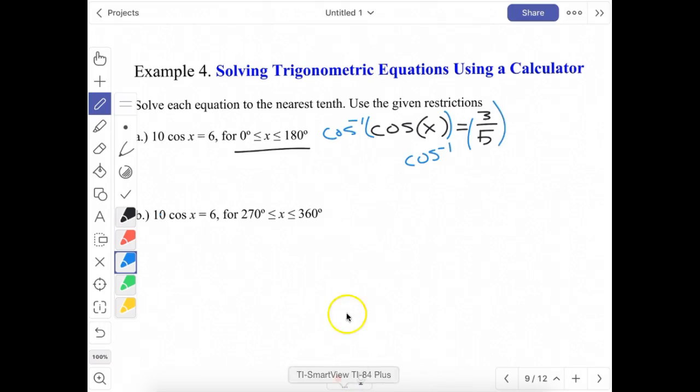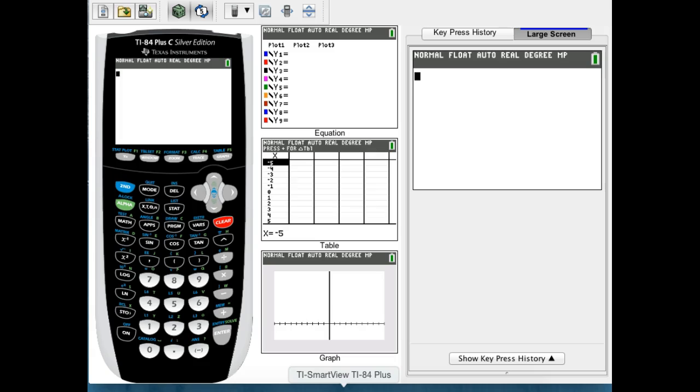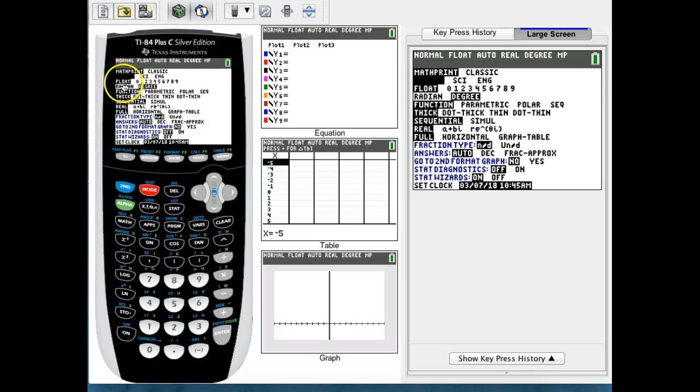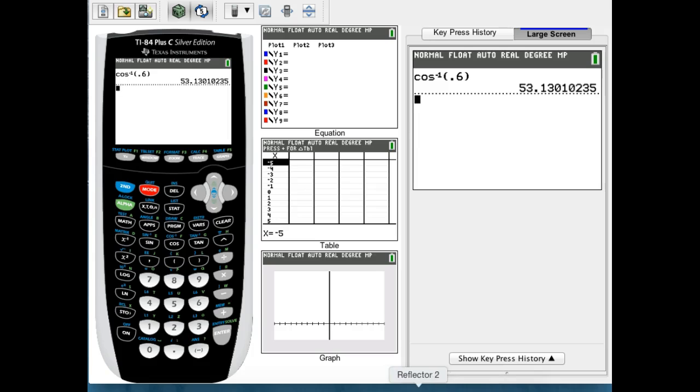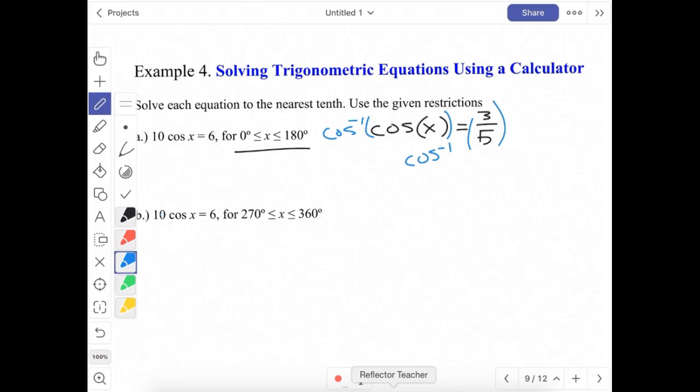Now, grab a calculator. You can see cosine is right here, and right behind it in blue is cosine inverse. So I'm going to do second cosine, 3/5, which is the same as 0.6. And I get 53.1. If you don't get that, then you need to check your mode. You can see right here you have radian or degree mode. Since that restriction is in degrees, we need to have it in degree mode. So 53.1, they wanted it to the nearest tenth. So x equals 53.1 degrees.